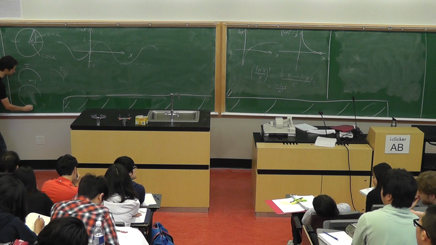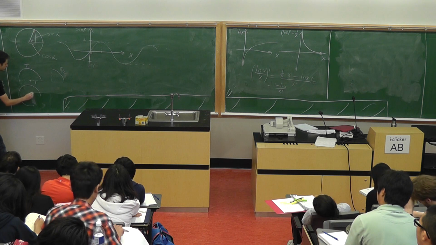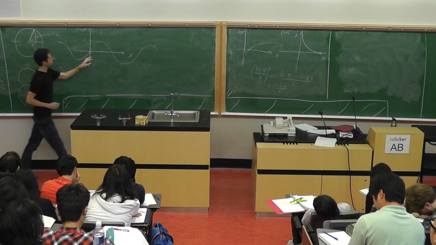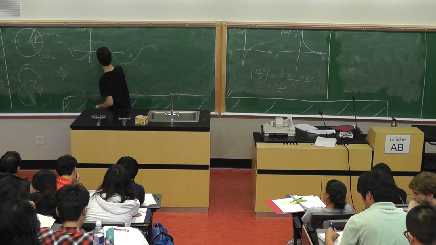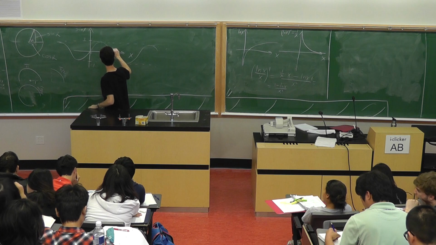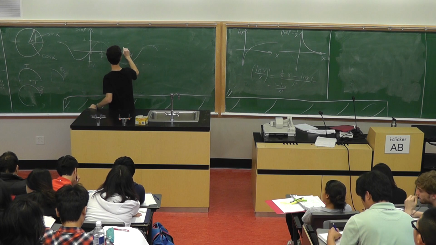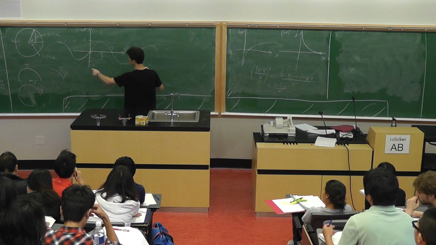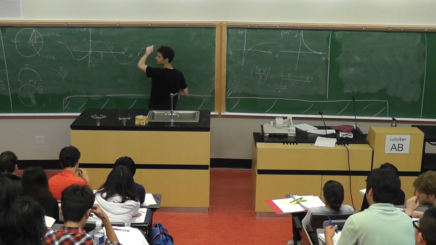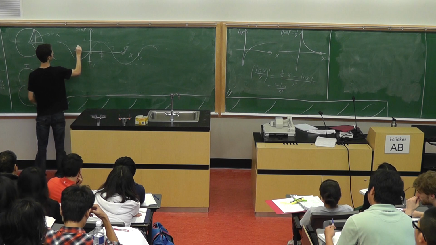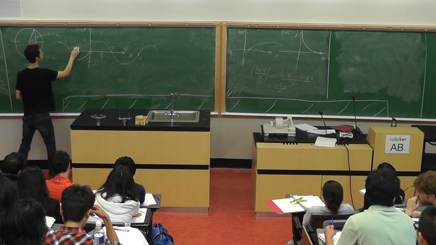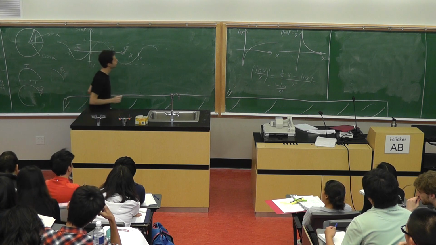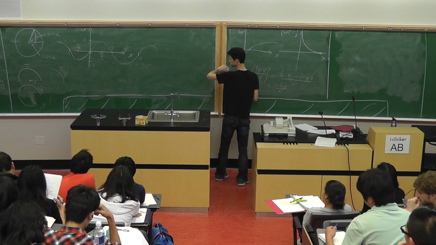Pi plus another pi by 2, so this is 3 pi by 2. So these are pi by 2, pi, 3 pi by 2. Starting from 2 pi, we have repetition. Here we have minus pi by 2, minus pi, and so on. So that's what sine of x looks like.